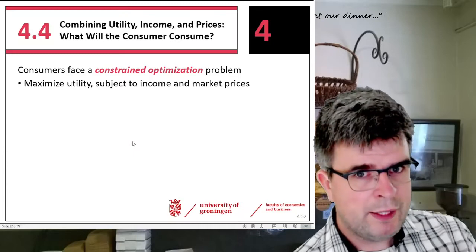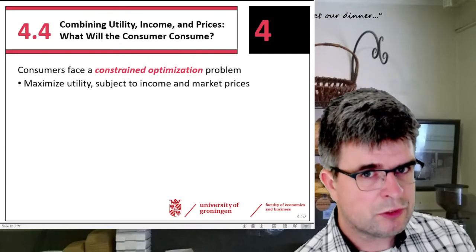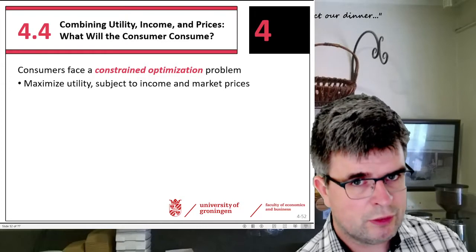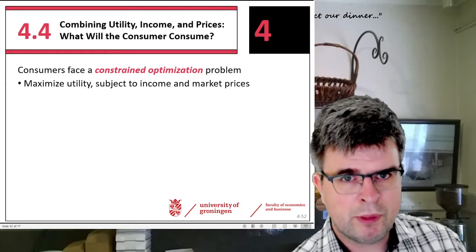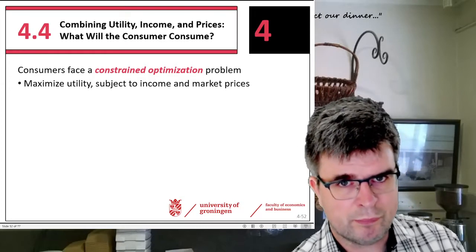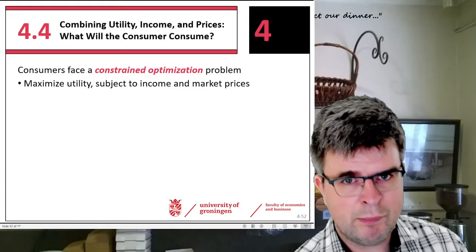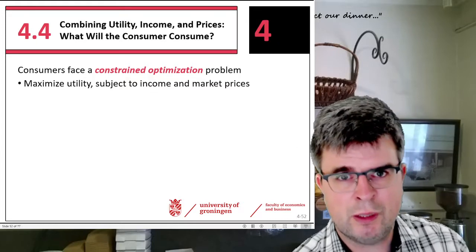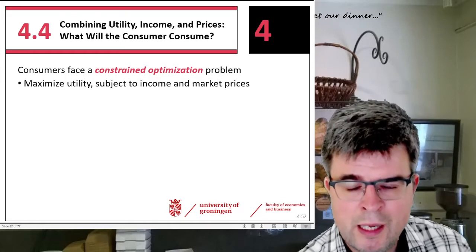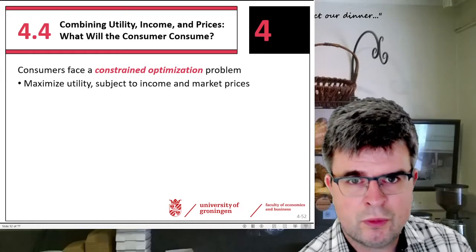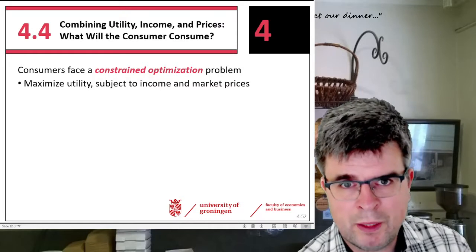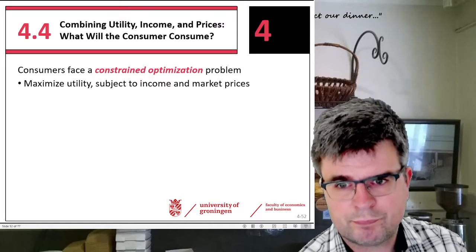And now we combine the two. So we looked at the constraints, we looked at the utility functions and the indifference curve, and now we put them all into one picture. So consumers have to deal with scarcity. They have a limited budget that restricts the number of feasible consumption bundles. And given these constraints, they want to optimize what they buy.